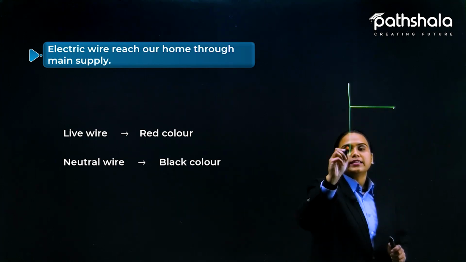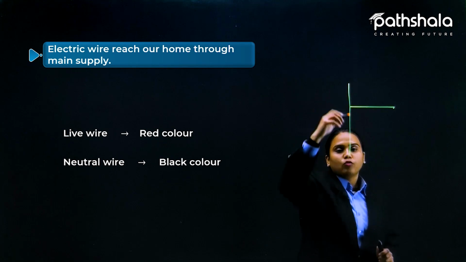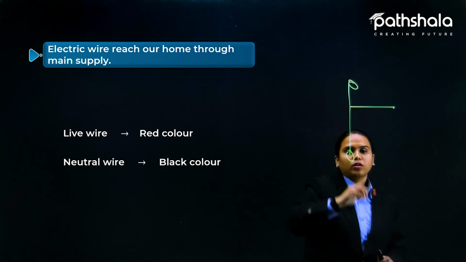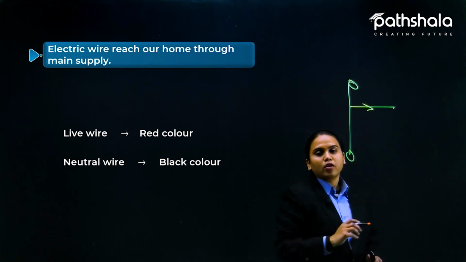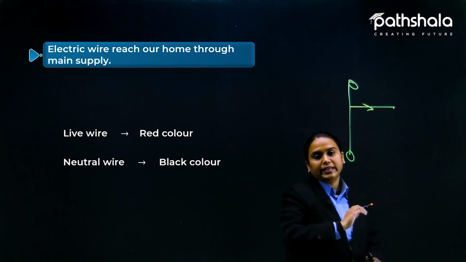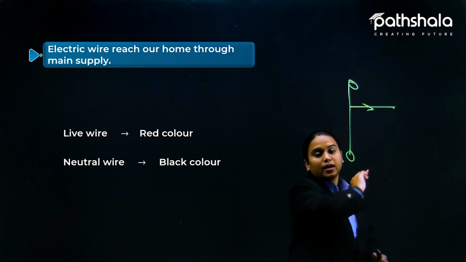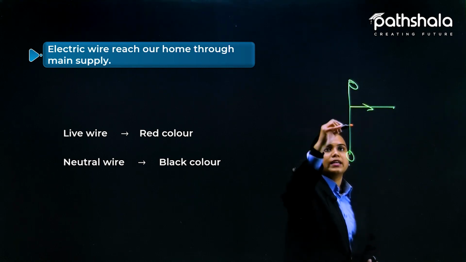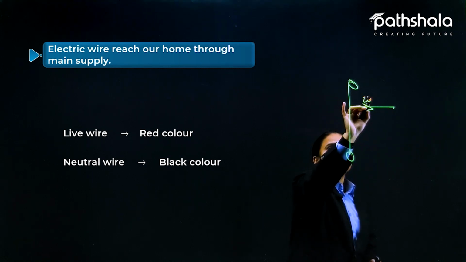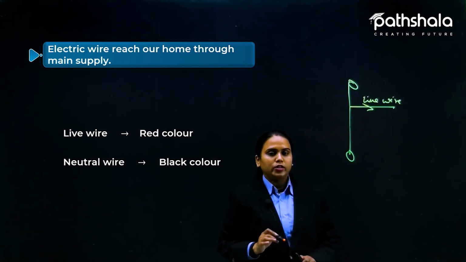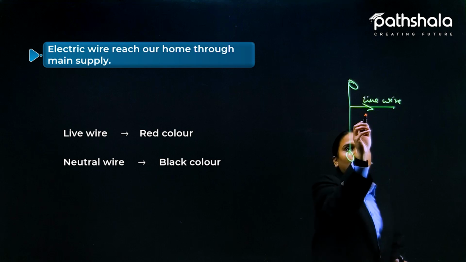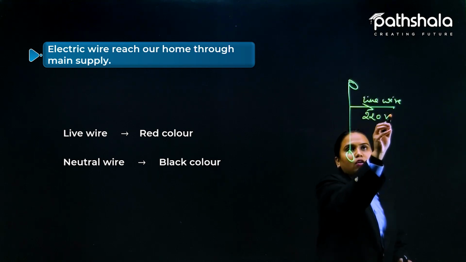Like this, the main wire is going from one pole to another pole. So from here we can draw a current for our household, that is known as the main supply. The main supply comes from here, and this line is known as the live wire. Okay, this is the live wire. Why? Because it is carrying voltage. It is putting itself at a voltage of 220 volt.